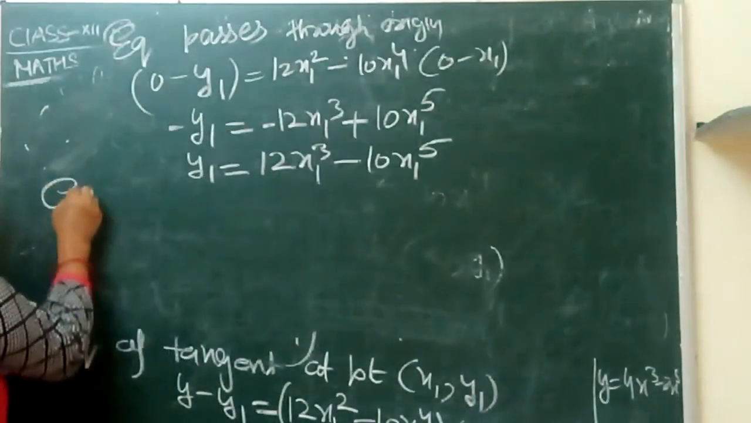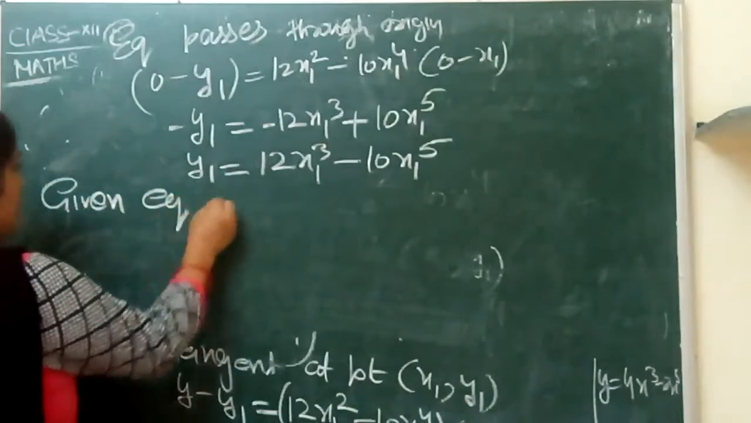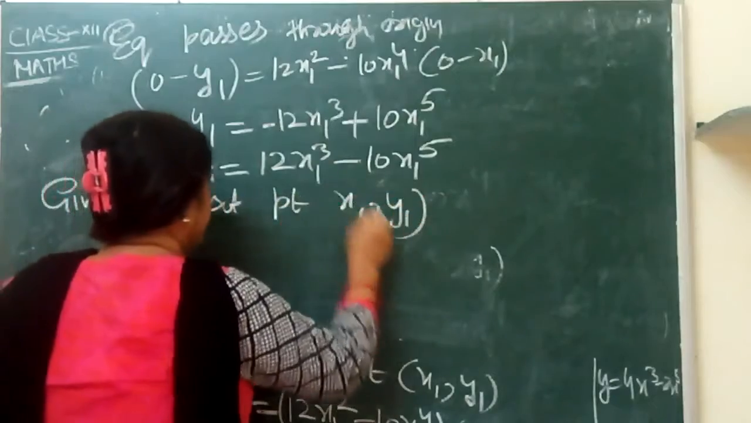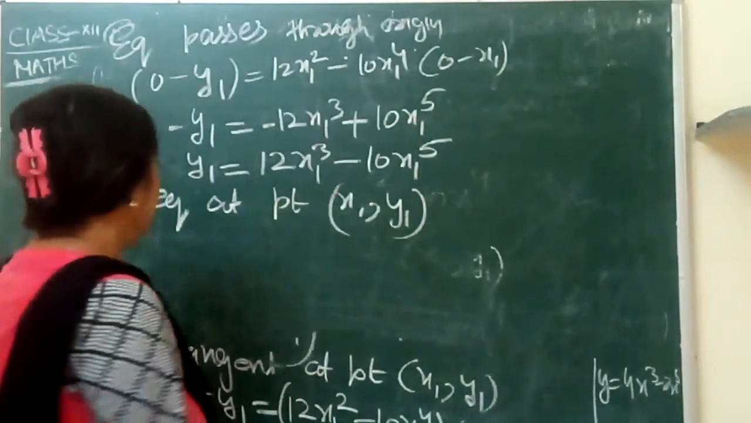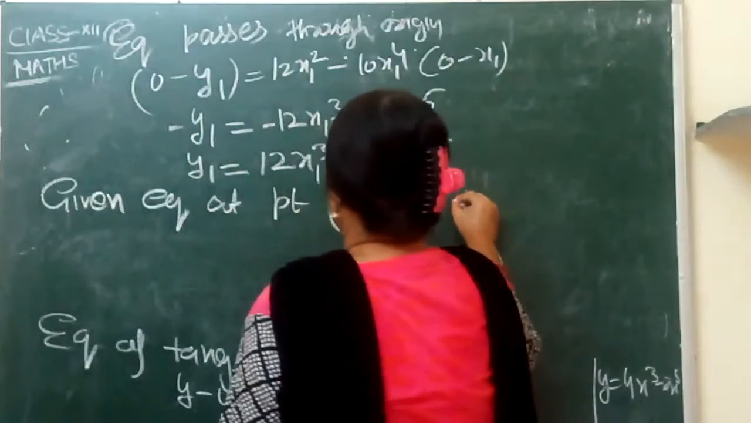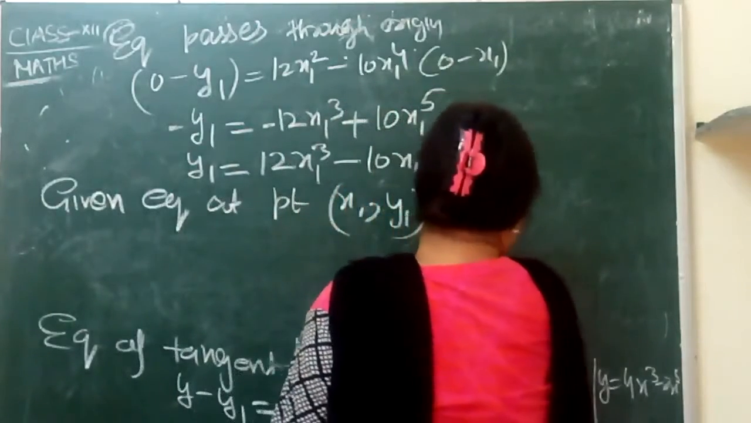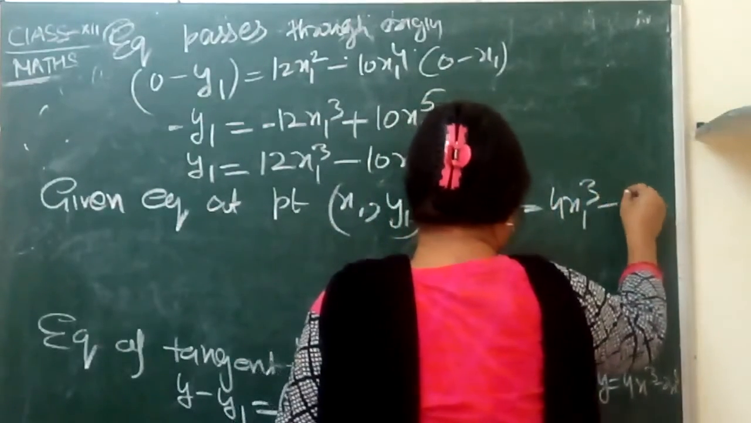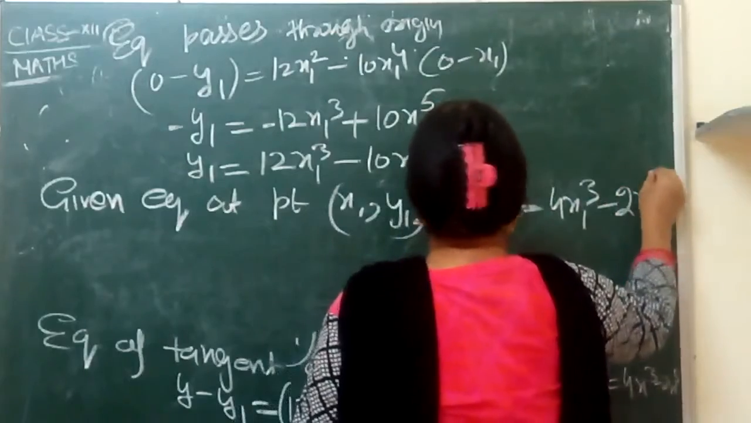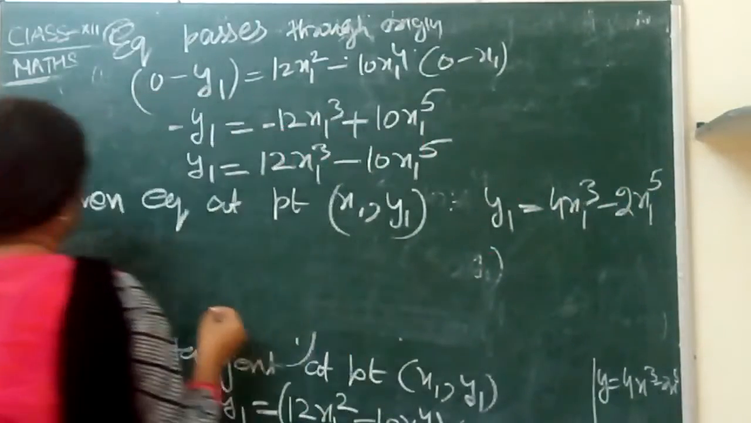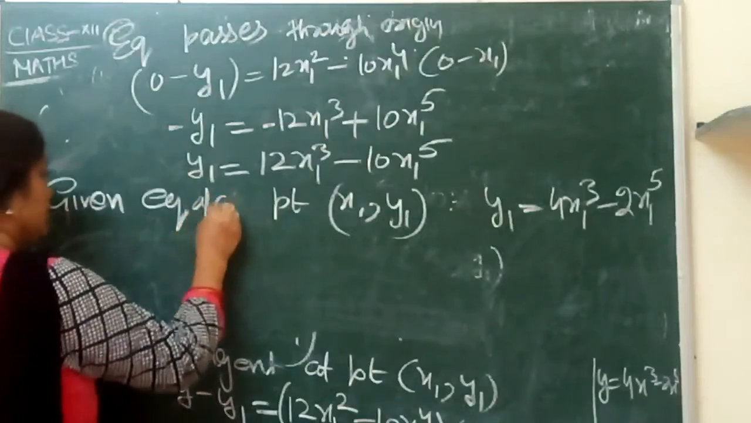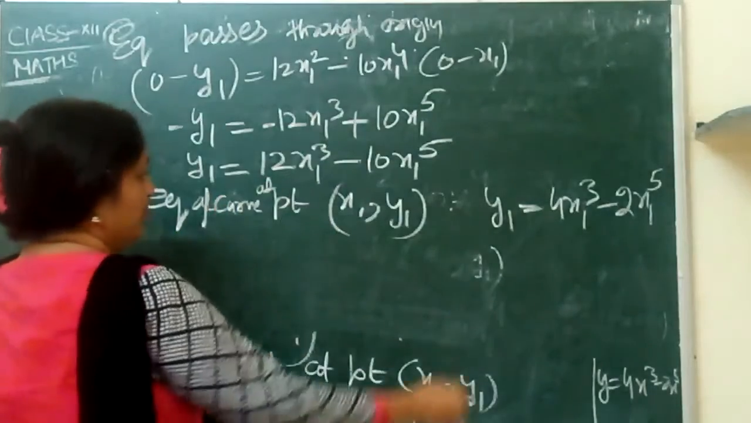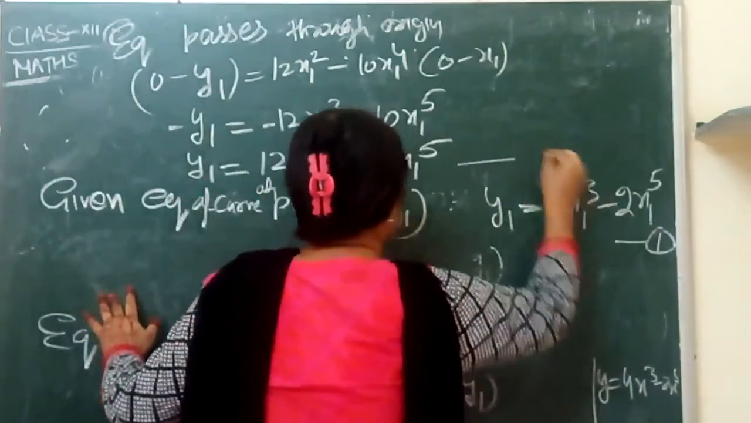After that, what was the given equation at point x1, y1? What was the equation of the curve? The given equation at point x1, y1 will come y1 is equal to 4x1 cube minus 2x1 raised to power 5. This is the equation of the curve. You can write here equation of curve at point x1, y1. Now let it be equation 1 and equation 2.